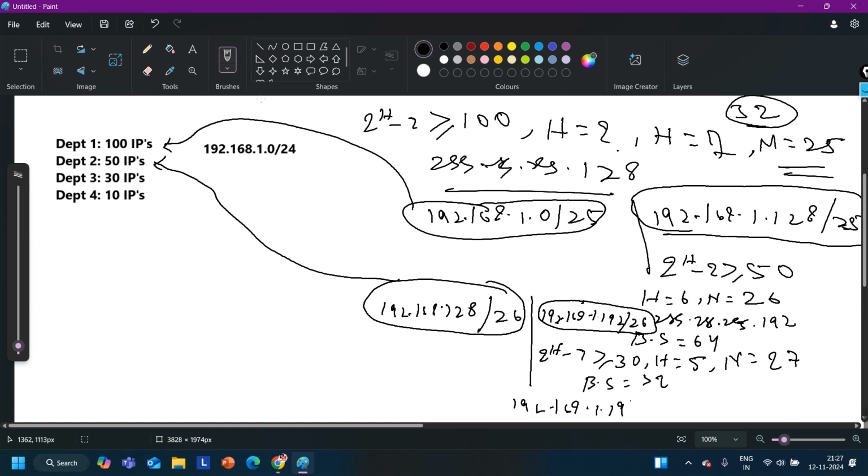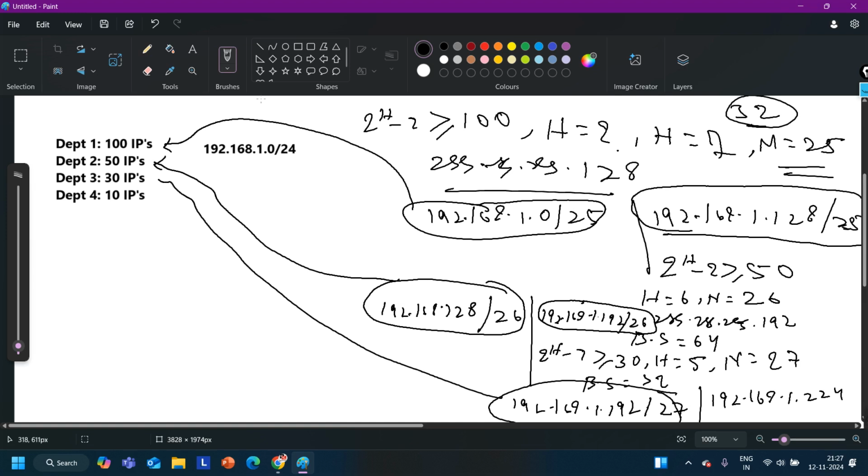192.168.1.192/27, and for the second subnet we need to add the block size. This subnet I am going to assign to department 3. And still, how many IP addresses are there? 30. I need only 10, so we can again perform subnetting for this subnet.